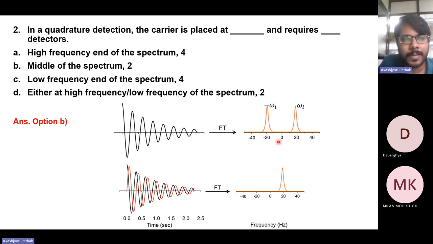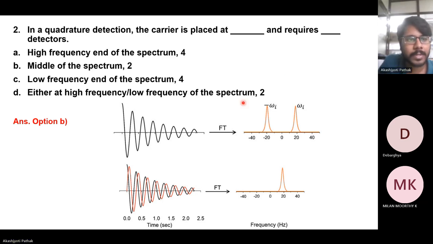Initially in an NMR spectrometer, this is done to see if plus omega I and minus omega I are equal or not. So it is usually placed in the center of the spectra that we want to measure. And why are two detectors required? Detectors are required to capture the real component and imaginary component, or the X component and Y component, simultaneously. That is why two detectors are required in quadrature detection.